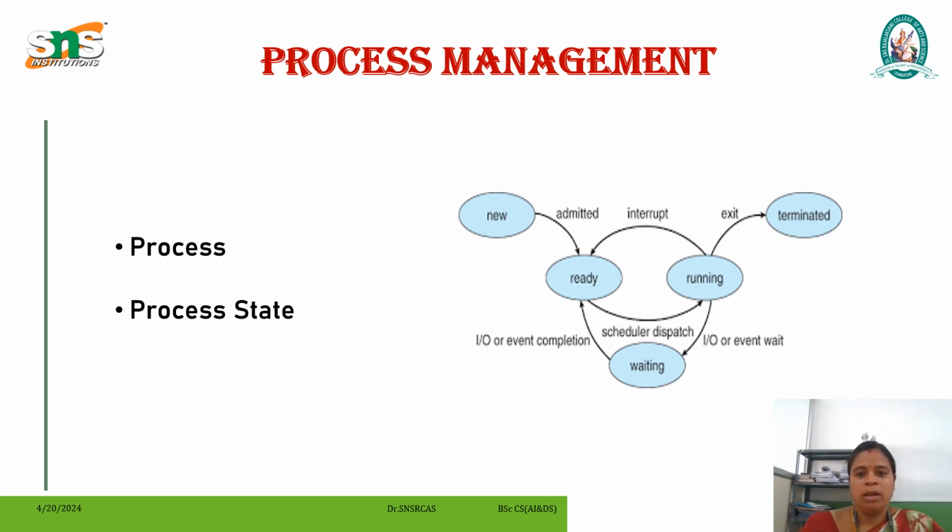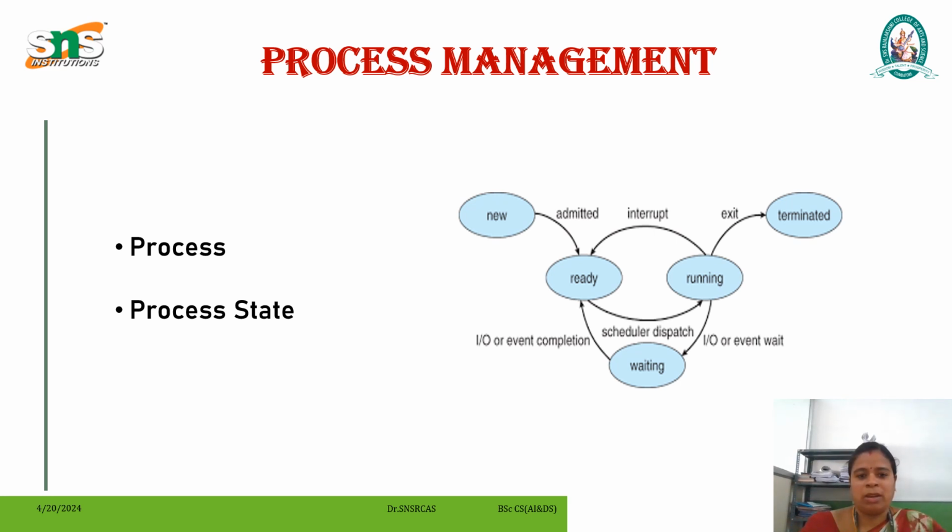It includes the current activity as represented by the value of the program counter and the contents of the processor registers. A process generally also includes the process stack, which contains temporary data such as function parameters, return address, and local variables, and a data section which contains global variables.